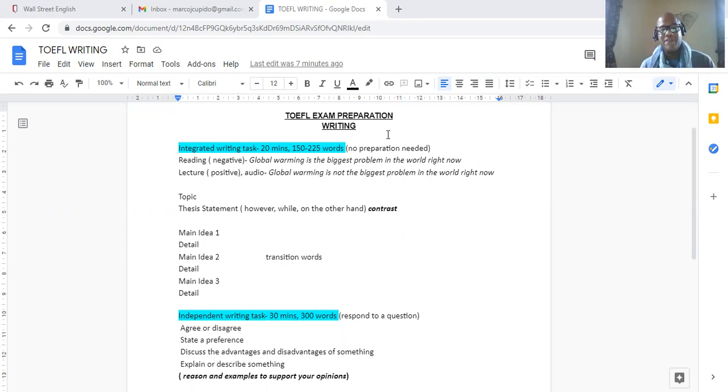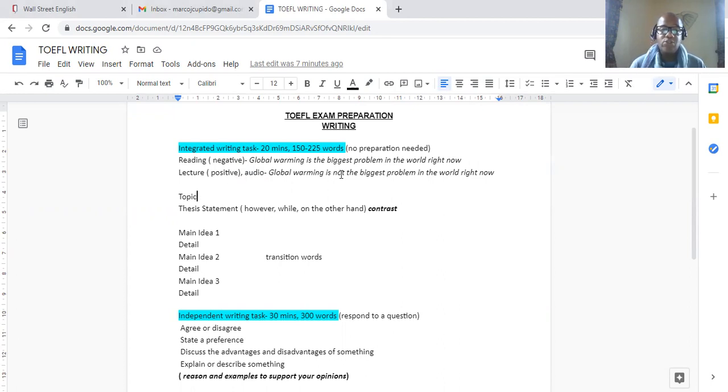So what does the first writing piece consist of? There is one section that will be reading, and then there will be a lecture, which is in the form of an audio. So why do they call it the integrated writing task? That is because you need to integrate the reading section with the lecture that you listen to. So just for argument's sake, I've chosen global warming is the biggest problem in the world right now.